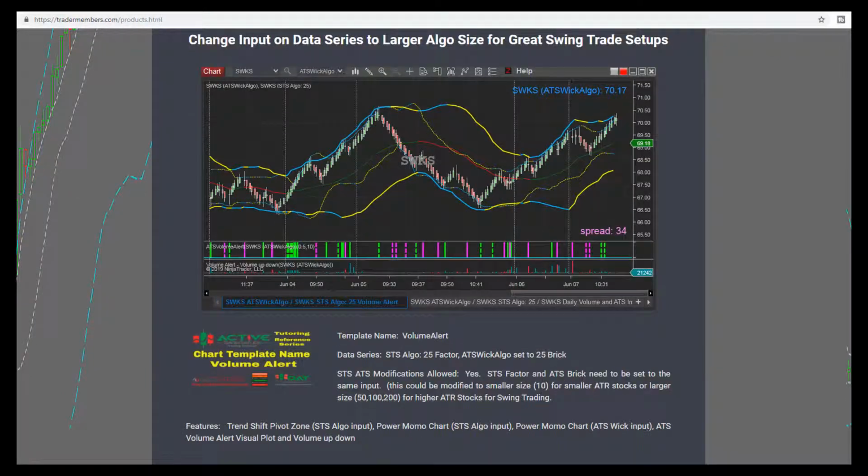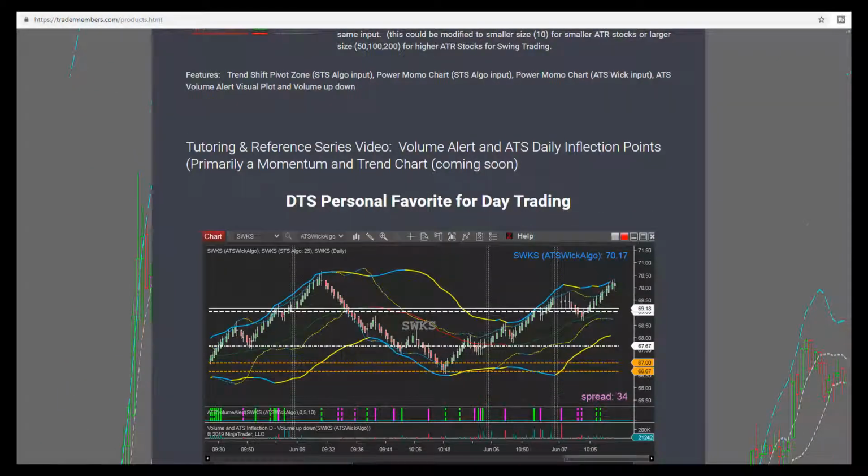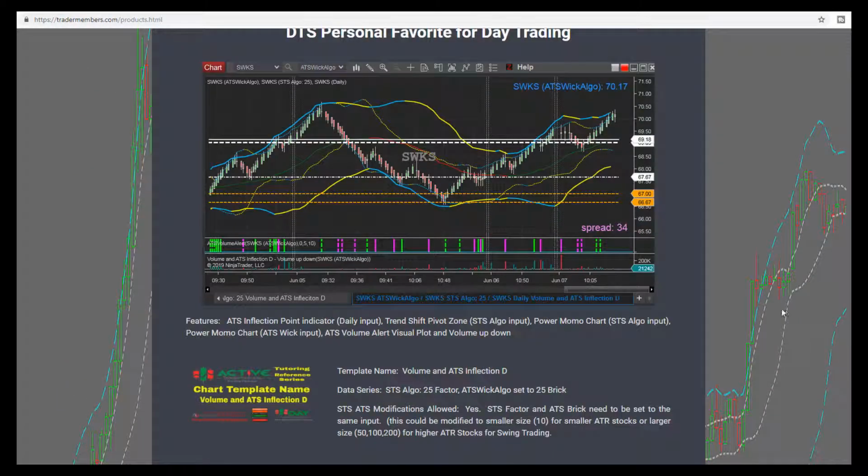This is a chart I use a lot for momentum, but it doesn't have the inflection points. And then this is my personal favorite. I like to look at my momentum that I'm gaining in my candles as I'm coming off of these levels. I like to look at the trend shift pivot zone, the red and green line. And so I reference this chart quite often on my day trading.